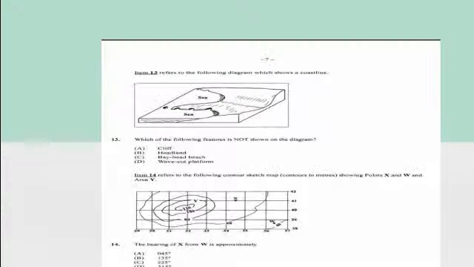All right, so we are here. Item 13 refers to the following diagram, which shows a coastline. Which of the following features is not shown on the diagram? Which one is not shown? So it says cliff. Are you seeing a cliff? Headland, Bayhead Beach, or a wave cut platform? Which one are you not seeing?